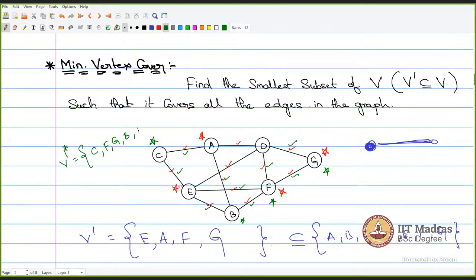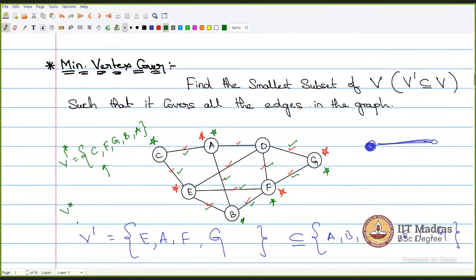Maybe A. Now you see, this green highlighted set is also a vertex cover, but it is not the minimum vertex cover. Even this set V1 star covers all the edges, but V1 star is not the minimum vertex cover. You have to find the smallest subset. The cardinality of this subset is 5, the cardinality of this subset is 4. This is smaller than this.